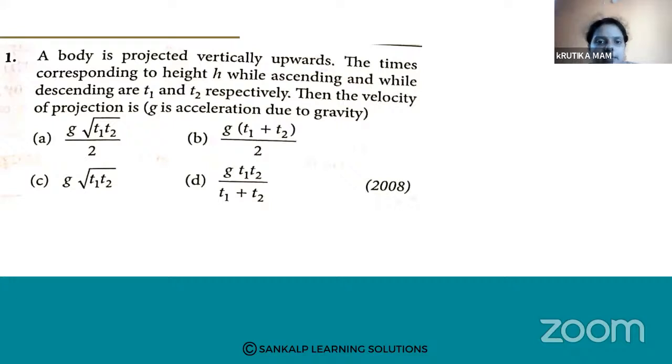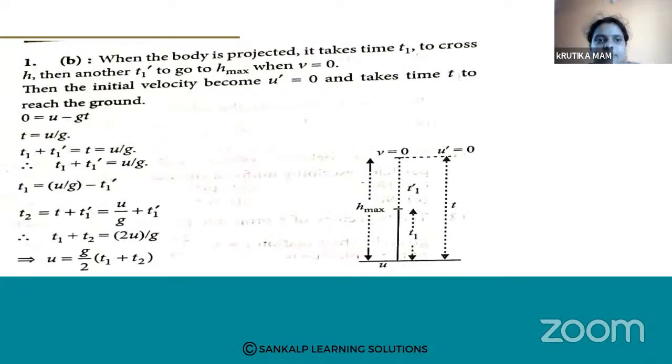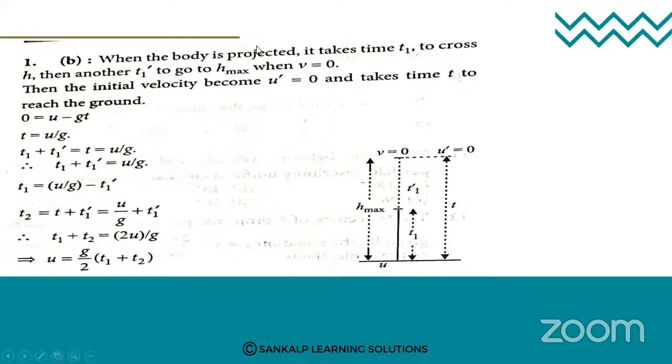See, when the body is projected, it takes time t1 to cross h, then another t1 dash to go to the maximum height. At the maximum height, the final velocity of the body becomes 0, that is v is equal to 0. Then when it is coming down, the initial velocity u dash is equal to 0.